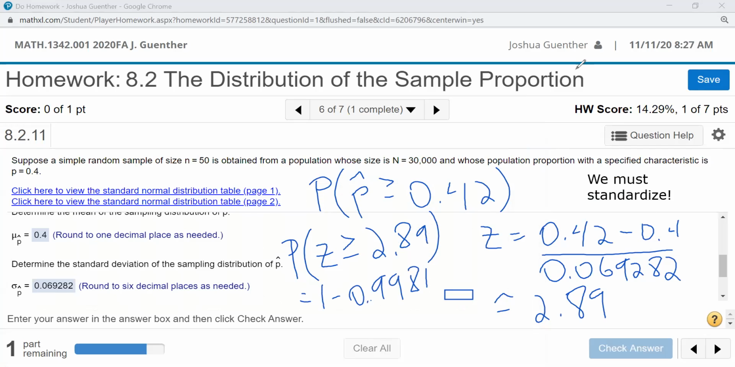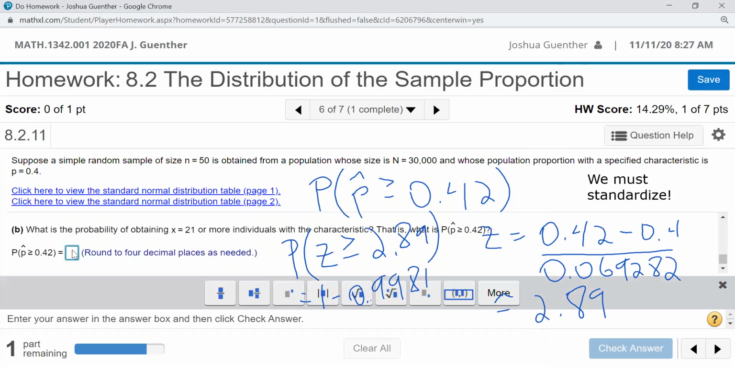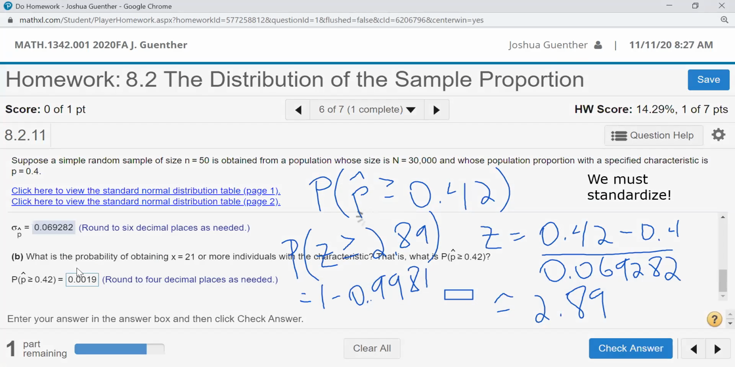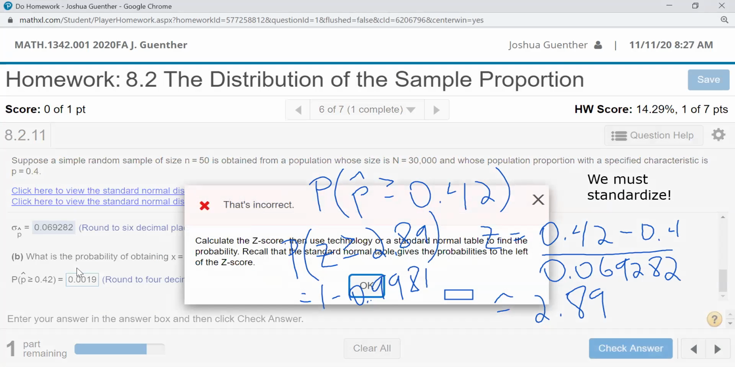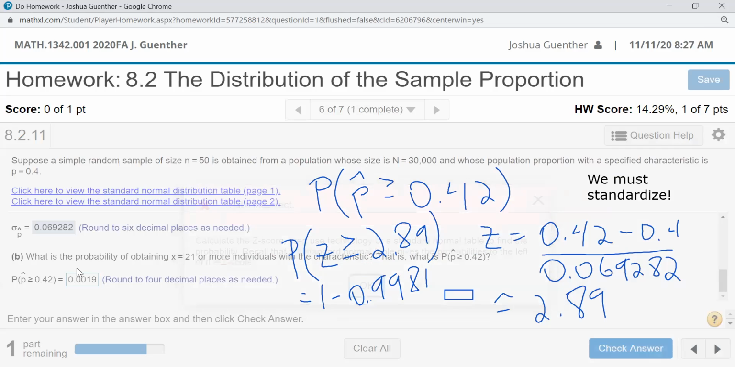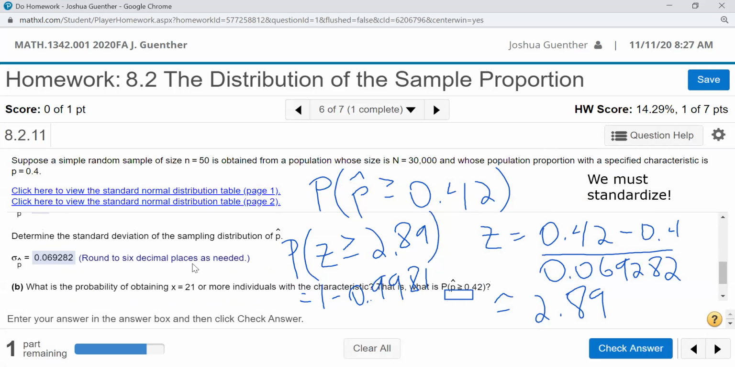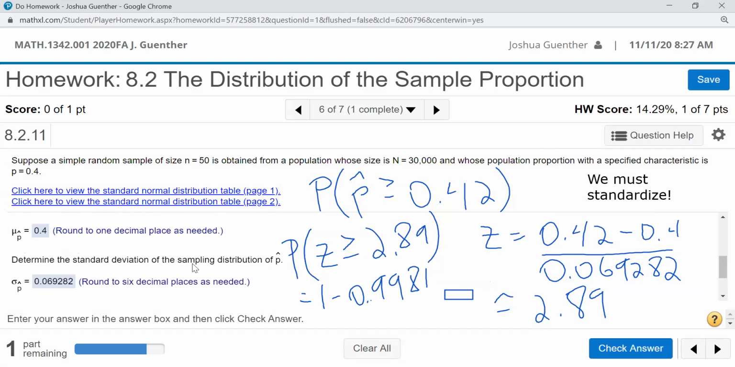1 minus 0.9981 will be 0.0019, I believe. Hold on. To the left of the z-score. Okay. Why did you not like that then? Let me see if I may have actually calculated the z-score wrong.